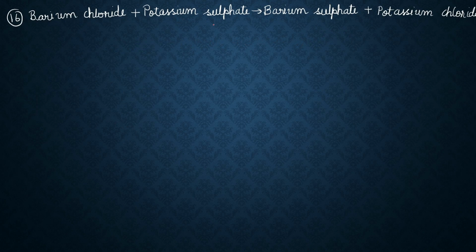Barium chloride reacts with potassium sulfate to form barium sulfate and potassium chloride. So this is a homework. Try solving this by yourself.